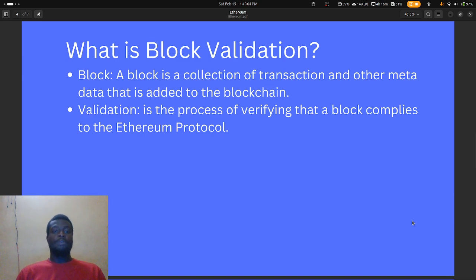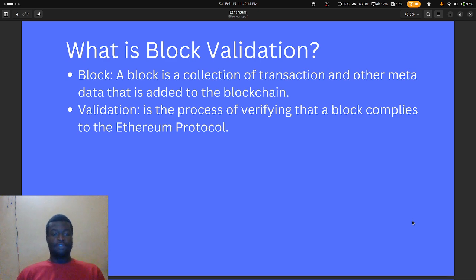So what is a block? A block is basically a collection of transactions and other metadata, such as the hash of the previous block before it and the hash of all the transactions in that current block. So that is what a block is. A block is just a collection of transactions and other metadata that is being added to the blockchain.